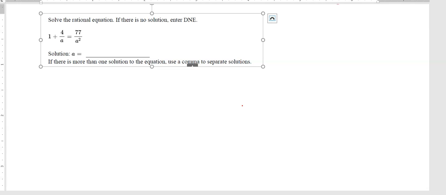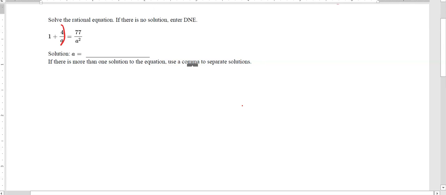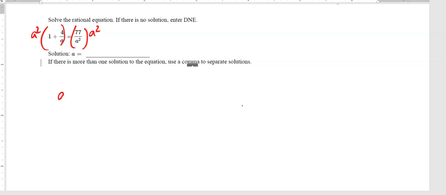Next, we're asked to solve a rational equation. So I recommend getting rid of the denominator for these. I'm going to multiply both sides by a squared. When I do that, my equation becomes a squared plus, and if I distribute this, a squared times 4 divided by a will be 4a. And on the right side, it'll just become 77. So I've eliminated the denominators by multiplying everything through by a squared.